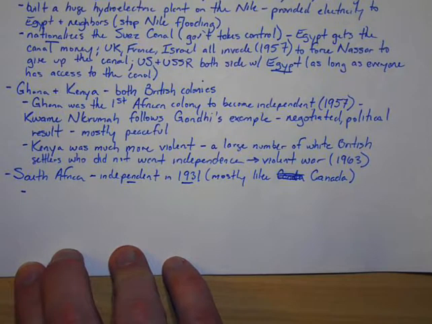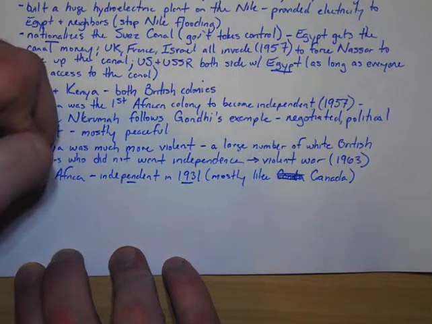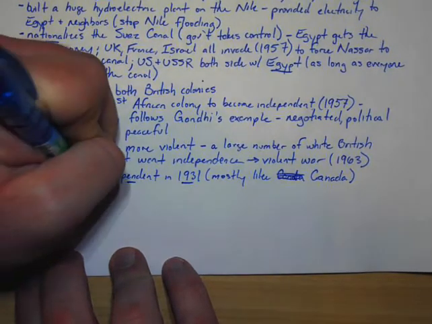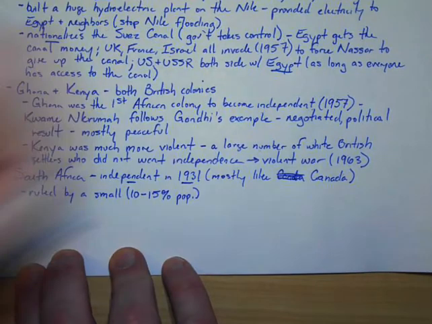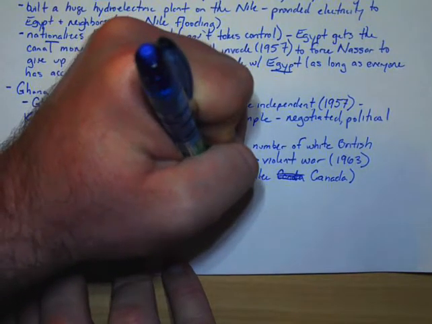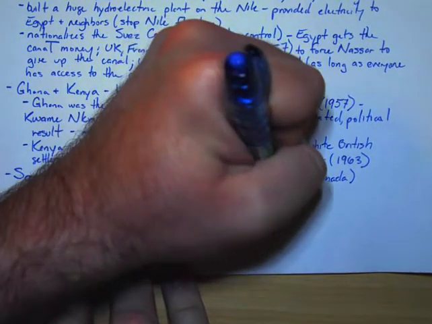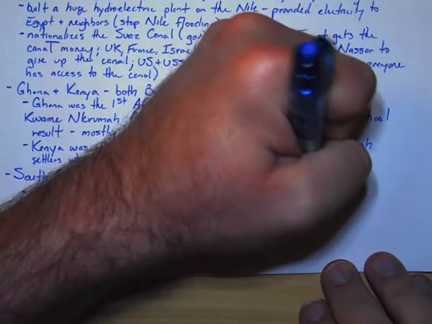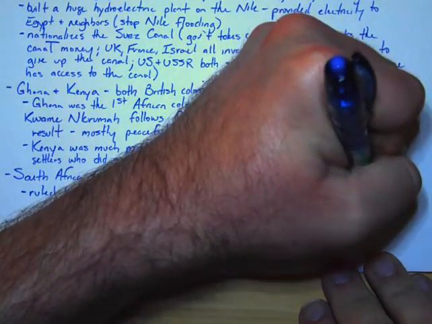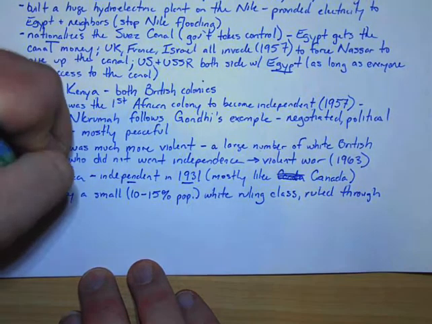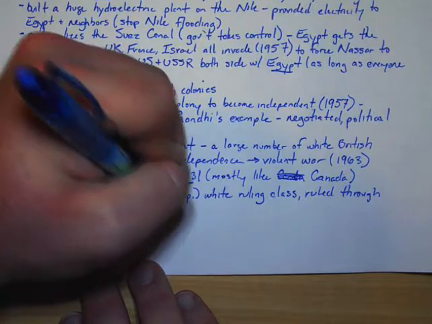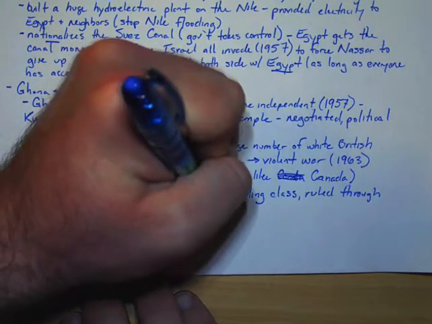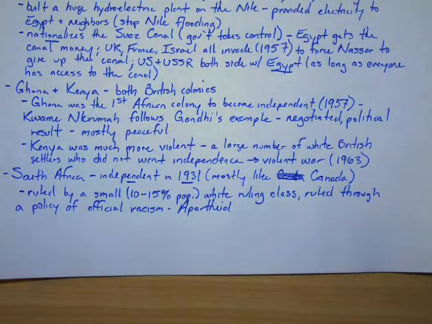South Africa was ruled in a unique way. They were ruled by a small, and when I say small, I mean a really small, 10 to 15% of the population, a small white ruling class. And they ruled through a policy of official racism called apartheid, which in Afrikaans, the language of South Africa, pretty much means separateness.